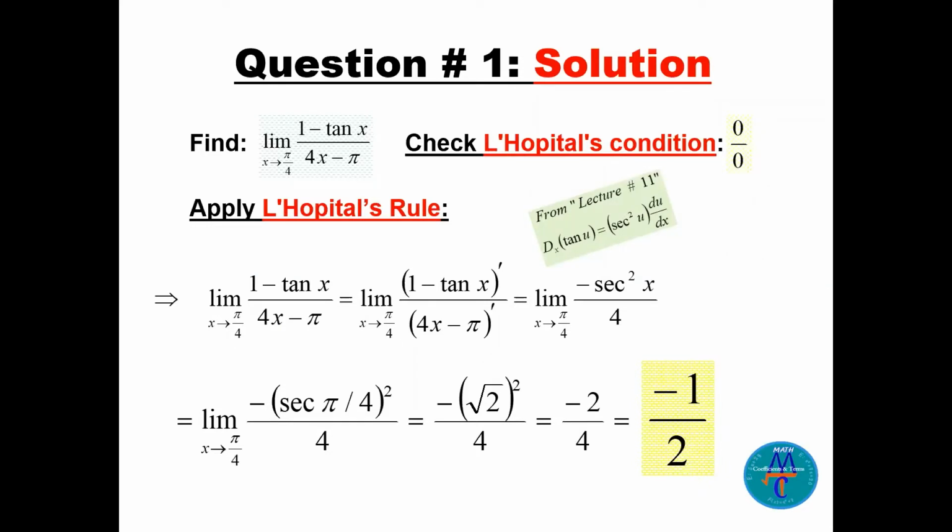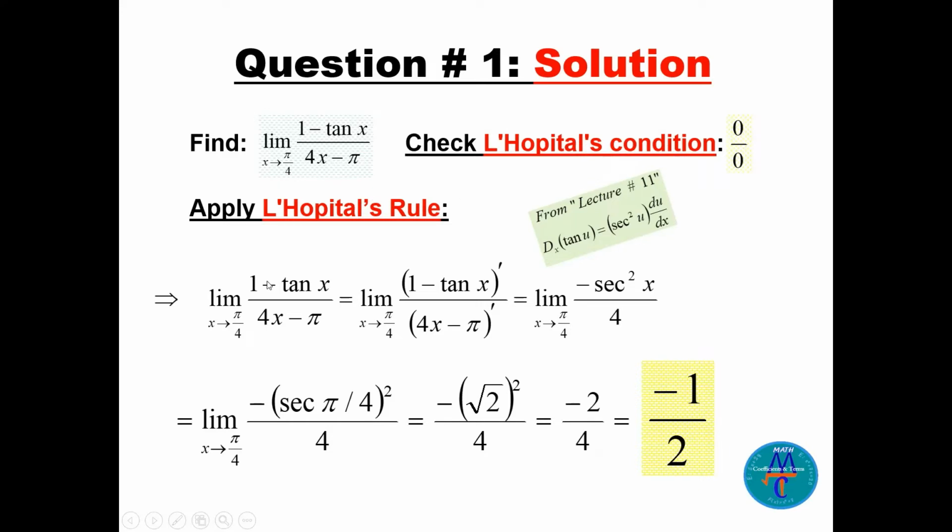First, we check the L'Hopital's condition. If we replace x by pi over 4, this will be 1 minus 1 over 4 times pi over 4. So it will be pi minus pi, it will be 0 over 0. So the condition here applies, so we can apply the rule.